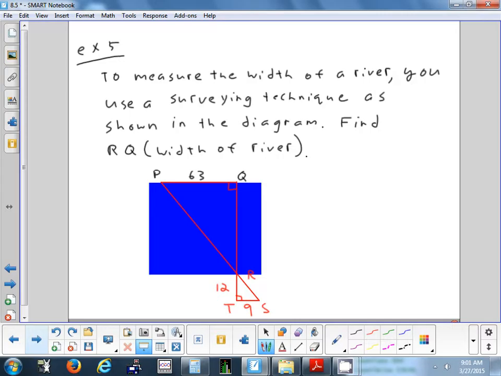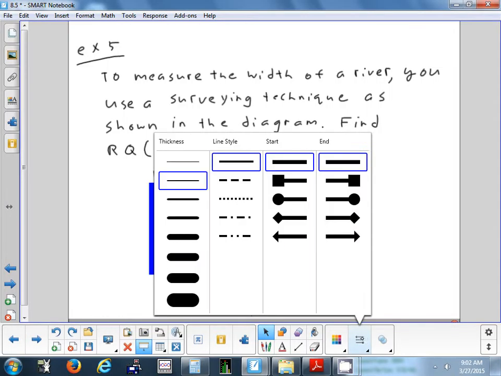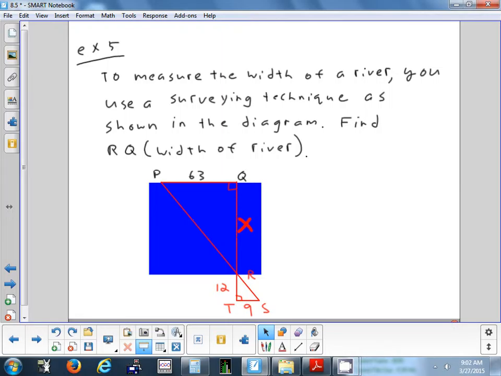What we really want to know is RQ. Let's call that X. I'll try and make it a little thicker maybe. Is that better? Okay, so we're trying to find X, the width across the river. Well, we're going to set up a proportion. The first thing we have to do is prove, do we have similar triangles here?